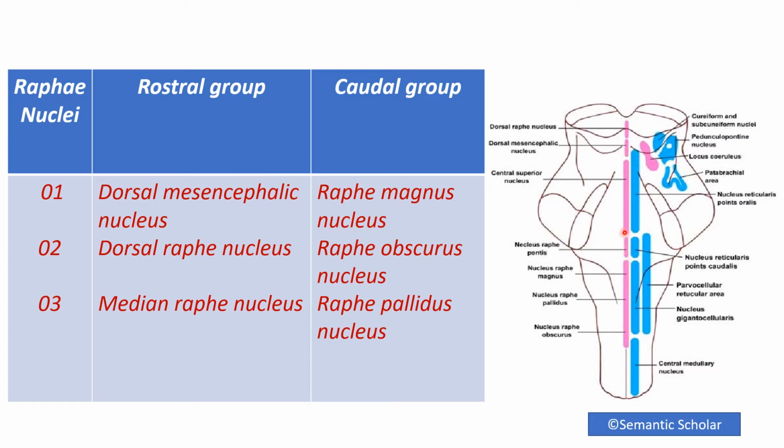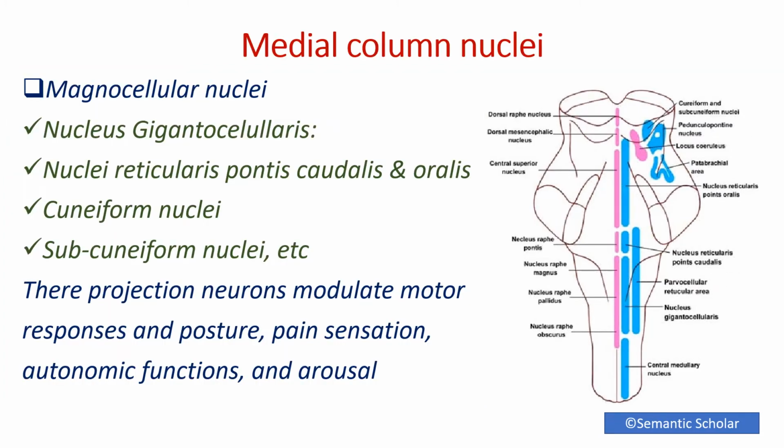Then we have, in the rostral aspect, different nuclei. One of the important ones are the dorsal Raphe nucleus, dorsal mesencephalic nucleus and the median Raphe nucleus of the median nuclei. So here we have the important caudal and rostral groups, and mainly the rostral group, they are serotonergic, that is they release serotonin at the terminal.